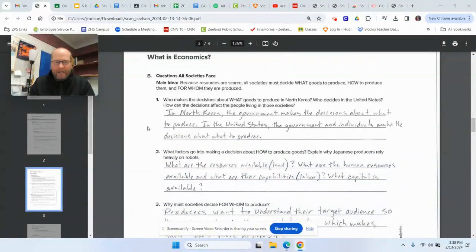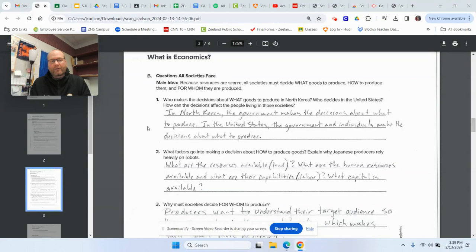All right, the third page down. Because resources are scarce, all societies must decide what goods to produce, how to produce them, and for whom they are produced. So number 1, who makes the decisions about what goods to produce in North Korea? Who decides in the United States? How can the decisions affect the people living in those societies?